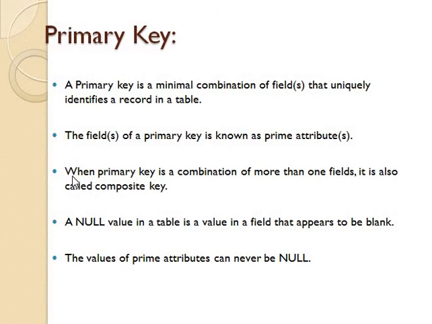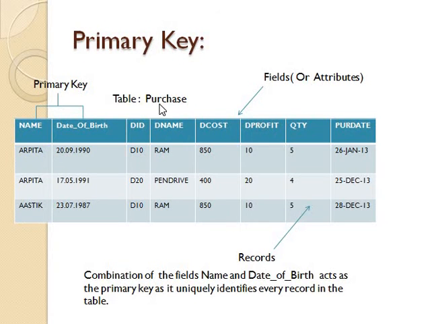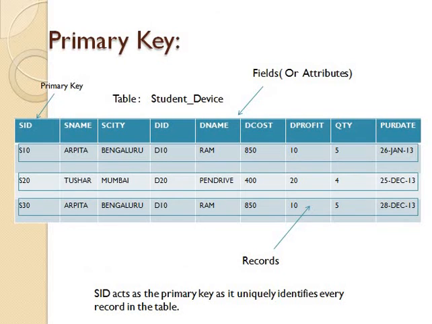Now there is one more point. When primary key is a combination of more than one field, it is also called a composite key. Now if you look at this table called purchase, the primary key consists of two different fields. That is why this primary key can also be said to be the composite key. But if you refer to this table student device, there is only one primary key, and this primary key has only one field, that is SID.